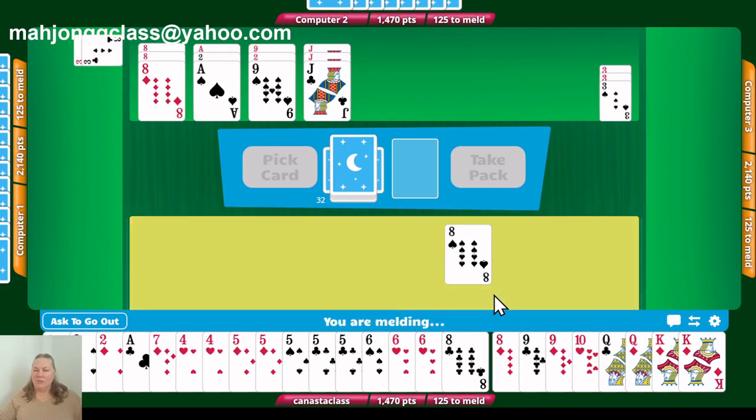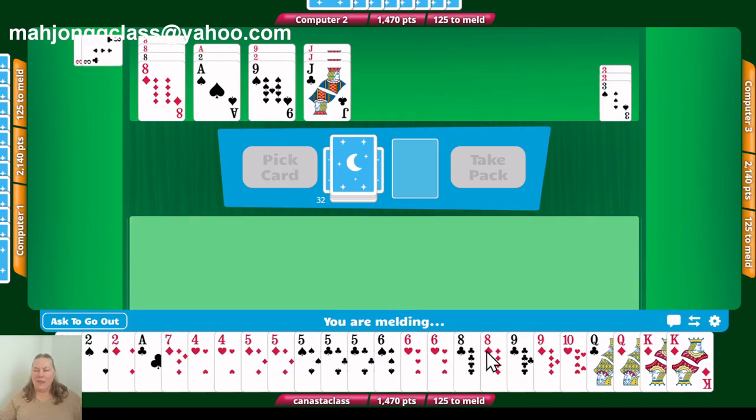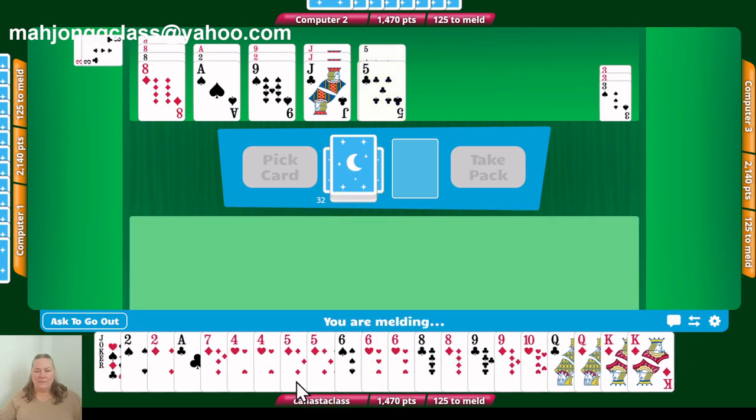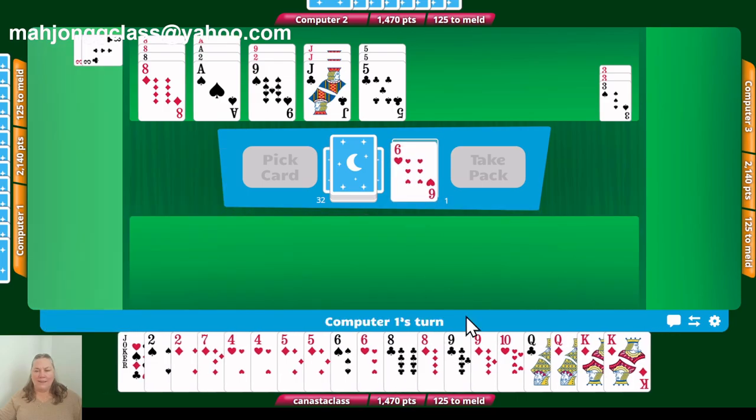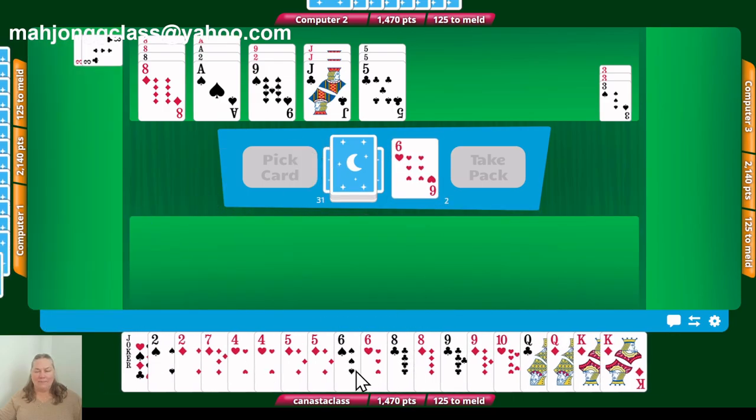I could put out just 1 8. Maybe they will think I put all the 8s out. We have no jacks. I'm going to put out, actually I'm going to keep the pair of 9s. I'm going to put out these 5s. We have pairs of 4s, 6s. I have 1 ace. I'm going to discard a 6. Maybe we could pick the pack again.